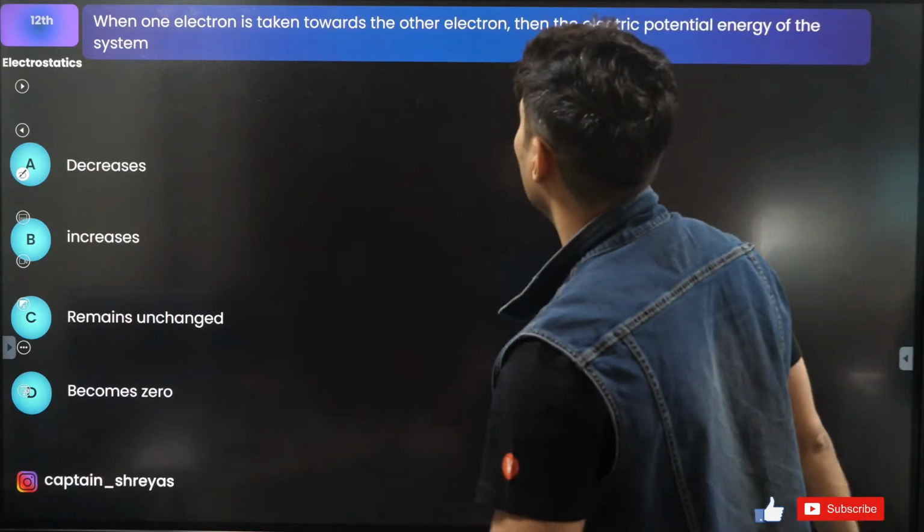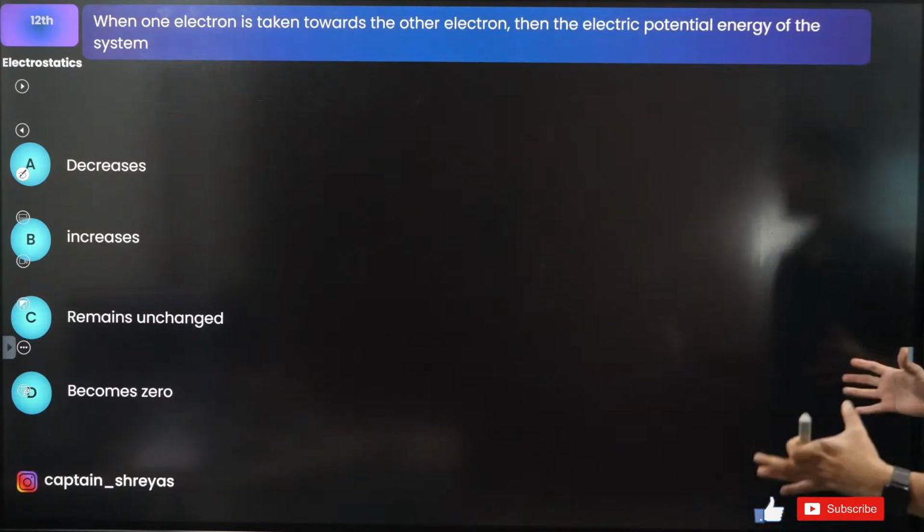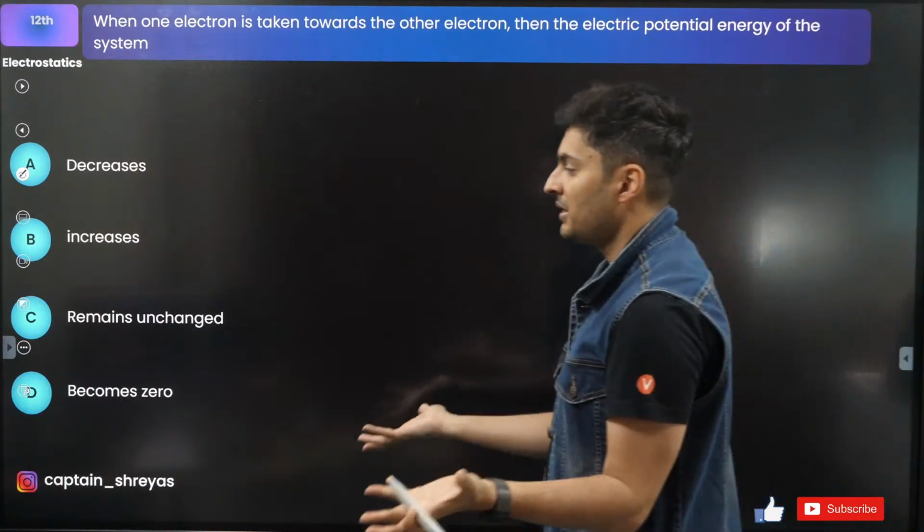When one electron is taken towards the other electron, then the electric potential energy of the system decreases, increases, remains unchanged, or becomes zero.